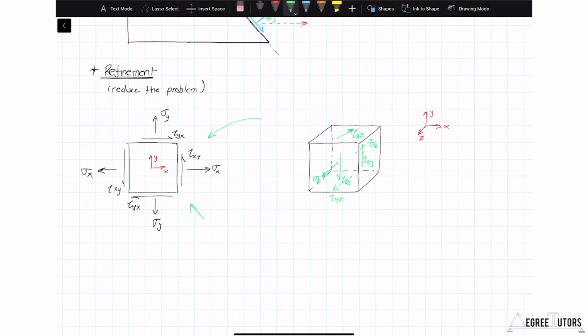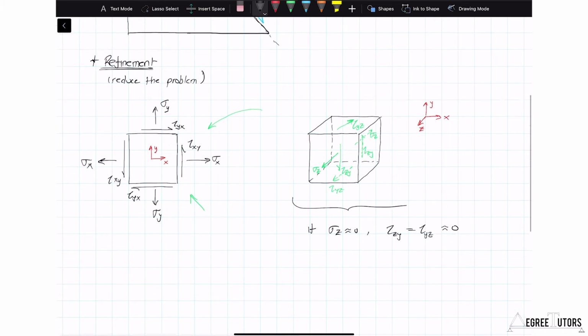So what we're saying here, a common simplification, is that if sigma z is close to 0, or very much smaller than the magnitudes of stresses on the X and Y faces, and if tau zy, which we know is equal to tau yz, is approximately equal to 0, or again much smaller than the stresses that develop on the other X and Y faces, then the stresses on the Z face are very small or 0 compared to those other stresses, and so we can ignore them.